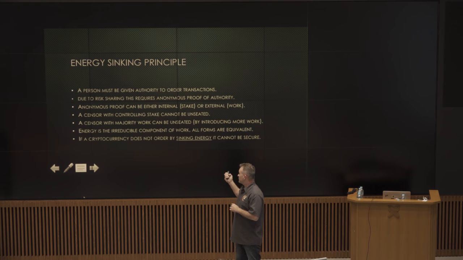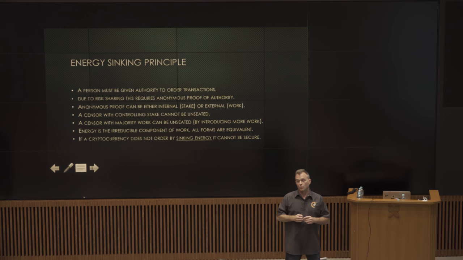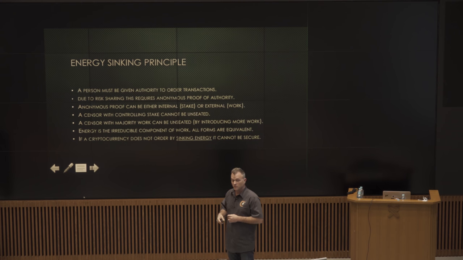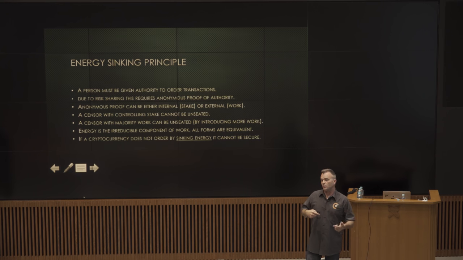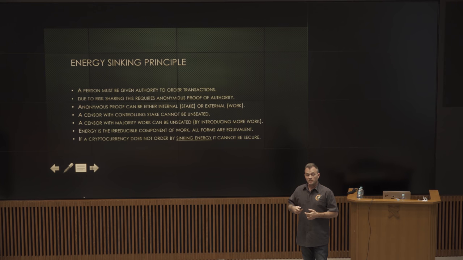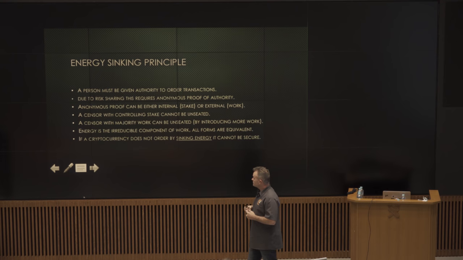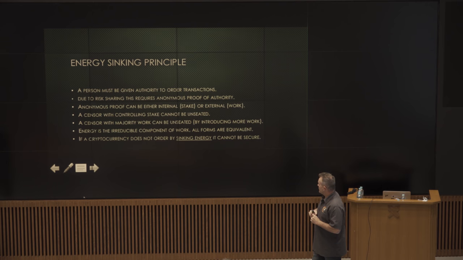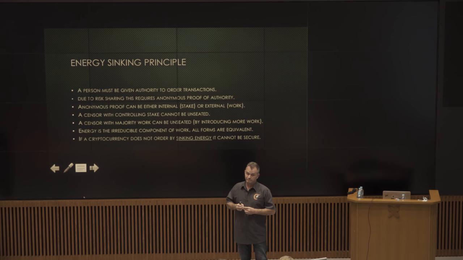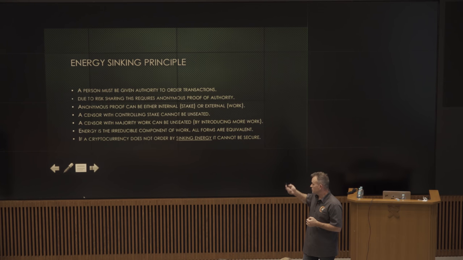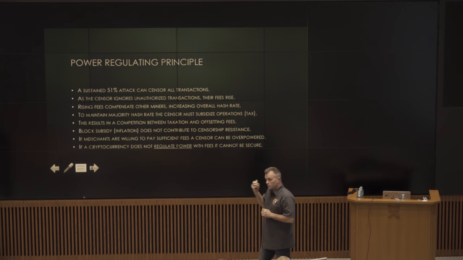A censor with majority work can be unseated. Just add more work. You can always add more work to the system. And then what I described earlier about the free market paying higher fees to get their transactions confirmed by the free market miners is the injection of more energy. When you pay more, you get more energy. The system absorbs that energy and creates another authority, right? Another person to order the transactions. So if a cryptocurrency does not order by sinking energy, it can't be secure. Principle number two. Of course, risk sharing still applies. That hasn't changed.